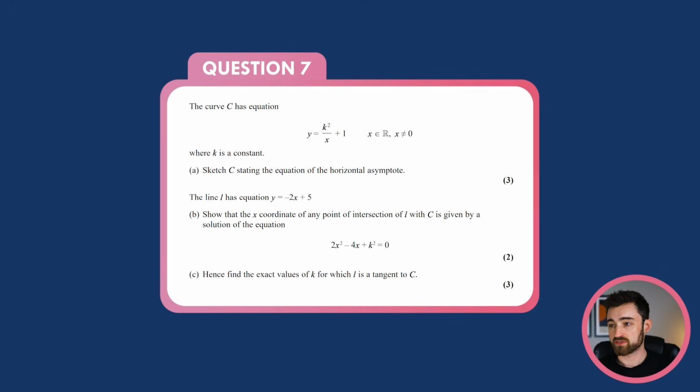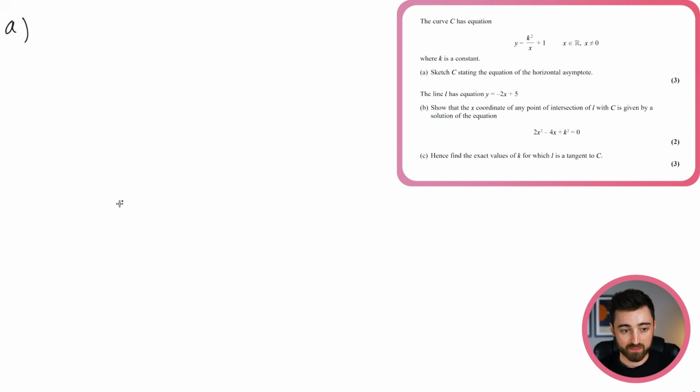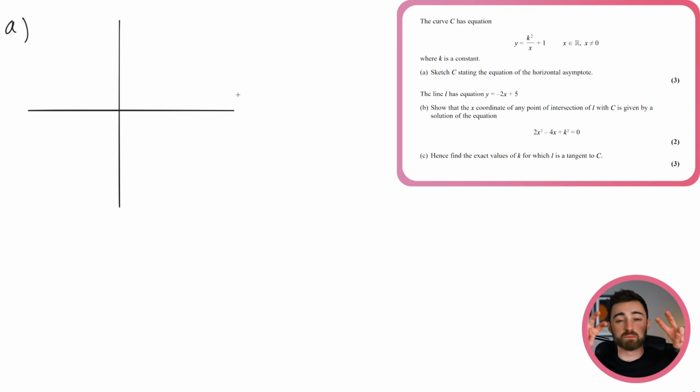Question 7. The curve C has equation y equals k squared over x plus 1. k is a constant. Sketch C stating the equation of the horizontal asymptote. Right. Okay, there's a bit kicking off here. Now, here's what I recommend and what I tend to teach on AI Tutor. You need to know, or it is a great idea to know, I kind of call them base graphs, right? So for example, in this case, the base graph would be y equals 1 over x.